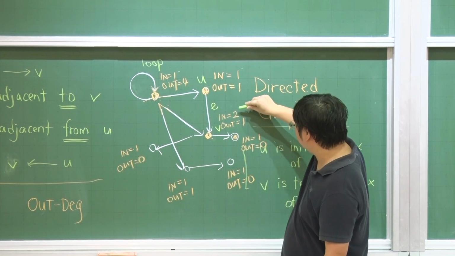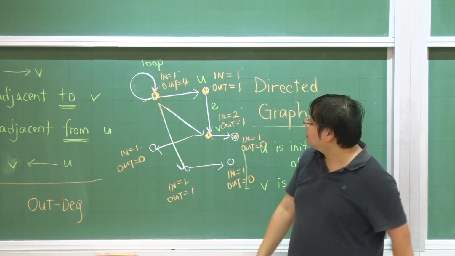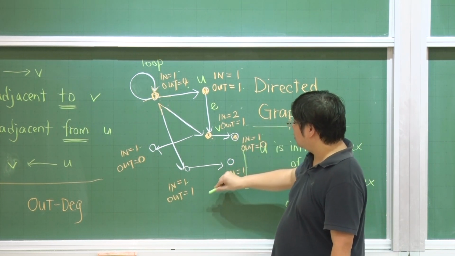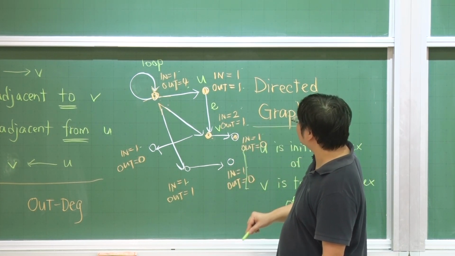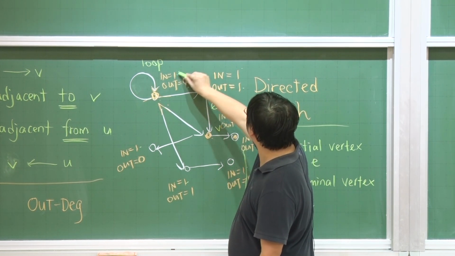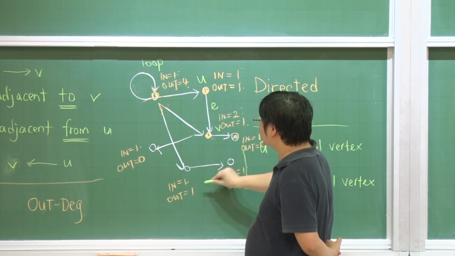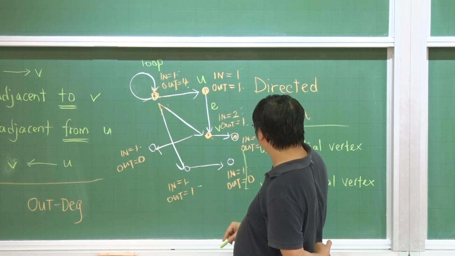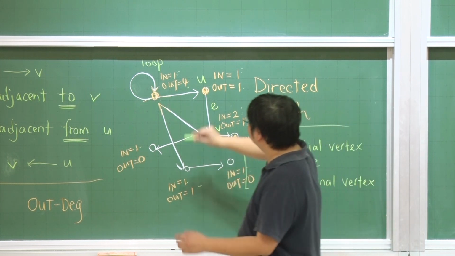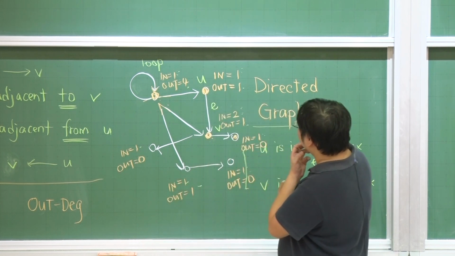1, 2, 3, 4, 5, 6, 7, 8. So sum of in is equal to 8. And sum of out, 1, 2, 3, 4, 5, 6. Once again. Did I make a mistake? Let's count it. 1, 2, 3, 4, 5, 6, 7, 8. Yes? How come? How many edges are there? There is 1, 2, 3, 4, 5, 6, 7, 8. There should be 8. What's wrong?